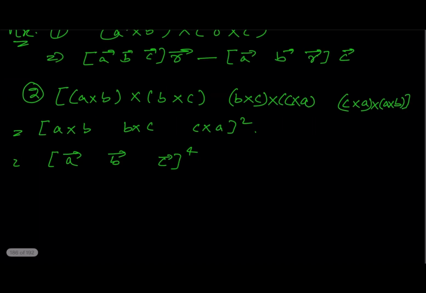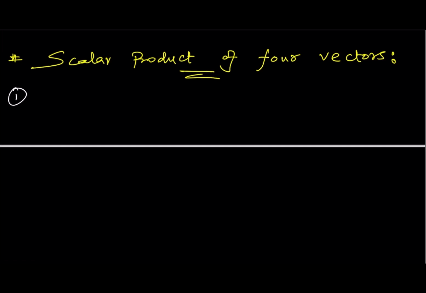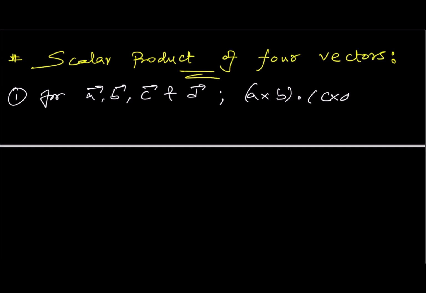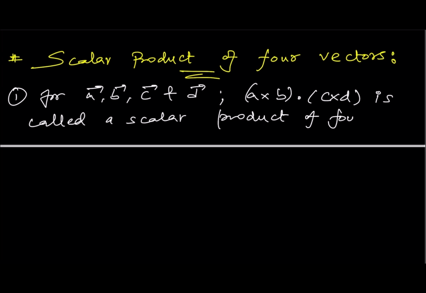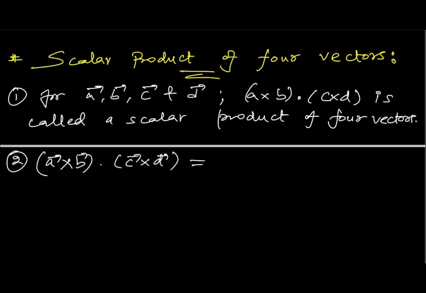Right, now let us come to the next topic, which is scalar product of 4 vectors. So let us take 4 vectors: A vector, B vector, C vector and D vector. (A cross B) dot (C cross D) is called a scalar product of 4 vectors. Point number 2, (A cross B) dot (C cross D) can be written as A dot (B cross (C cross D)), because dot and cross can be interchanged.